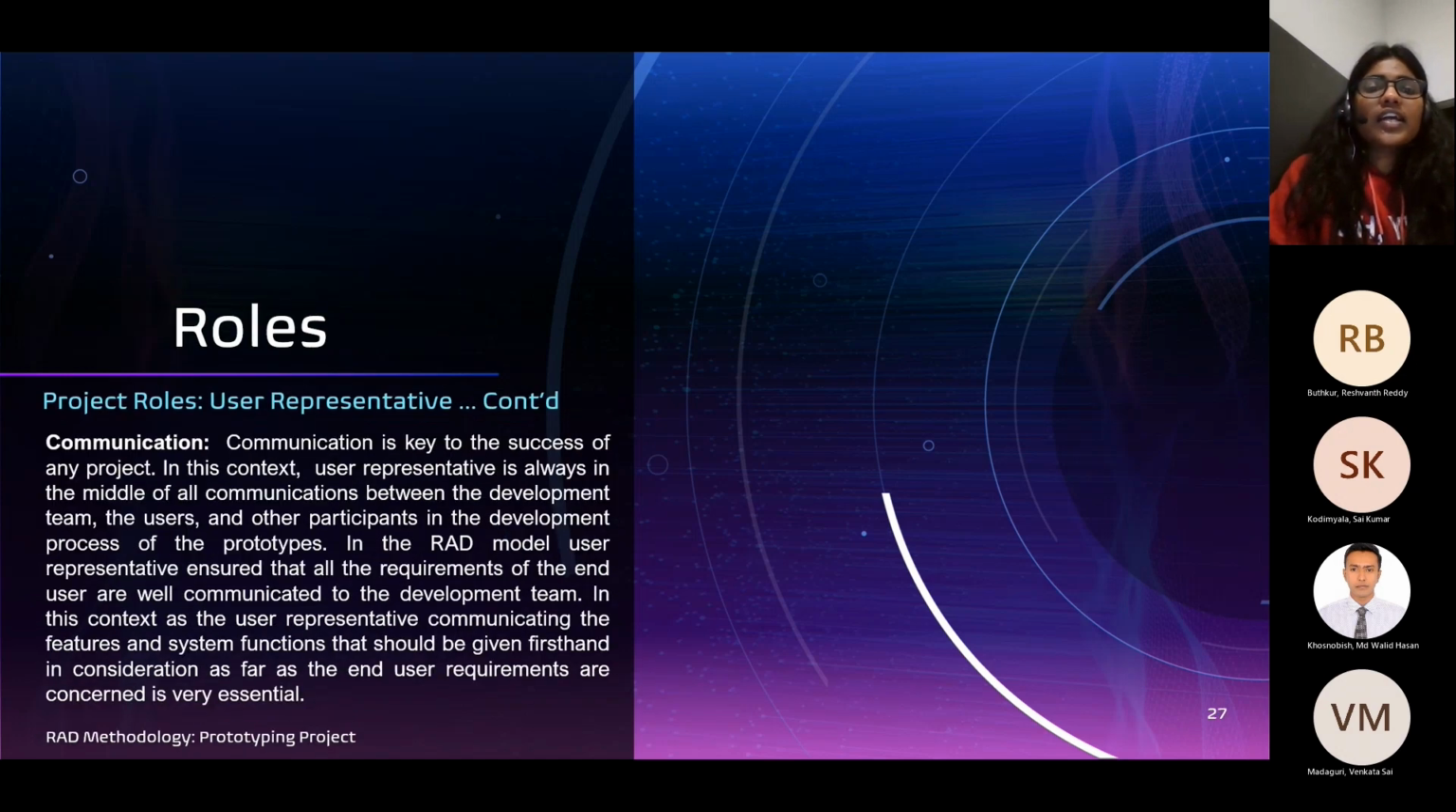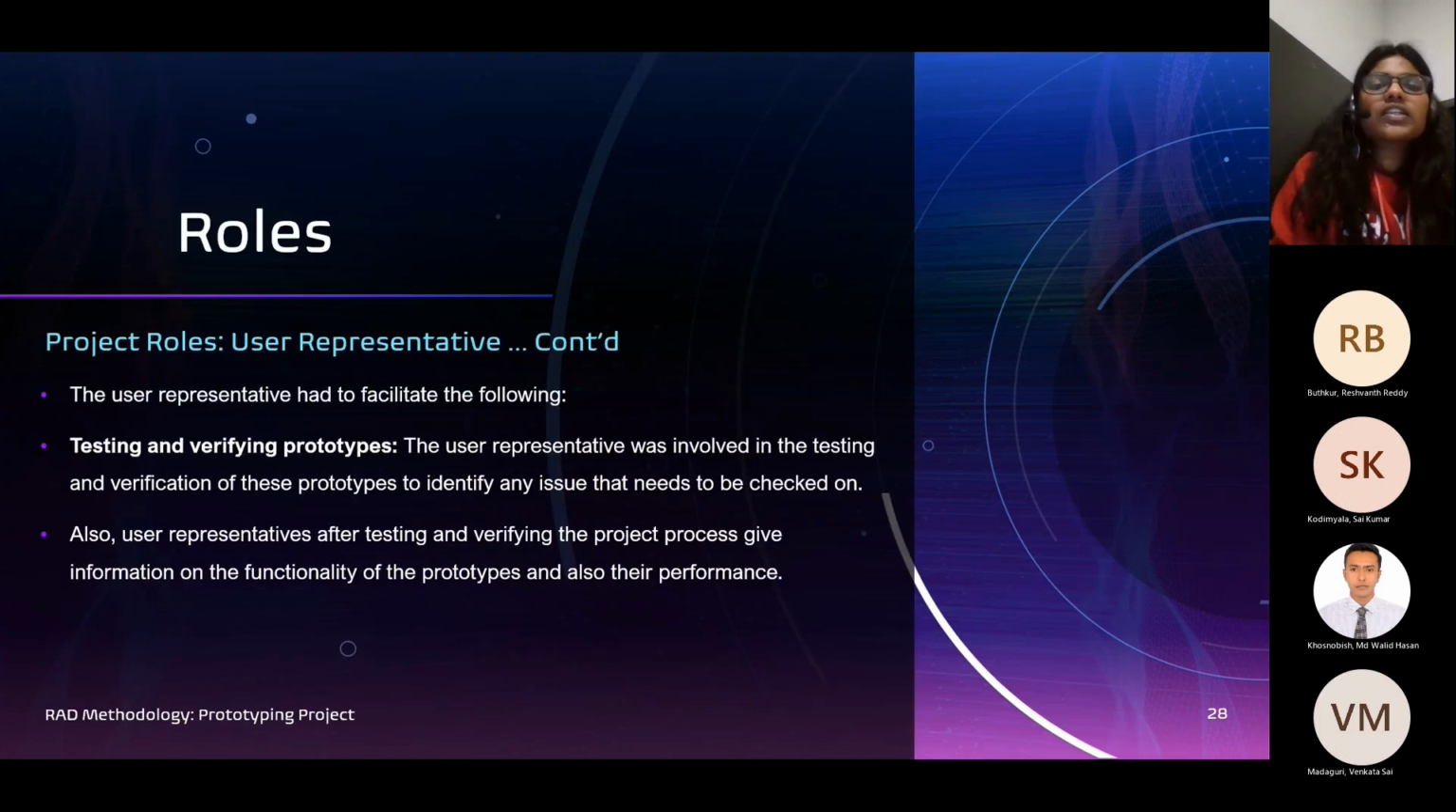And the next, communication. Communication is a major key to the success of any project. In this context, as a user representative, I'm always in the middle of all communications between the development team, the users, and other participants in the development process of the prototypes. And the next, as a user representative, I had to facilitate the following steps: testing and verifying the prototypes. I was involved in the testing and verification of these prototypes to identify any issue that needs to be checked on.